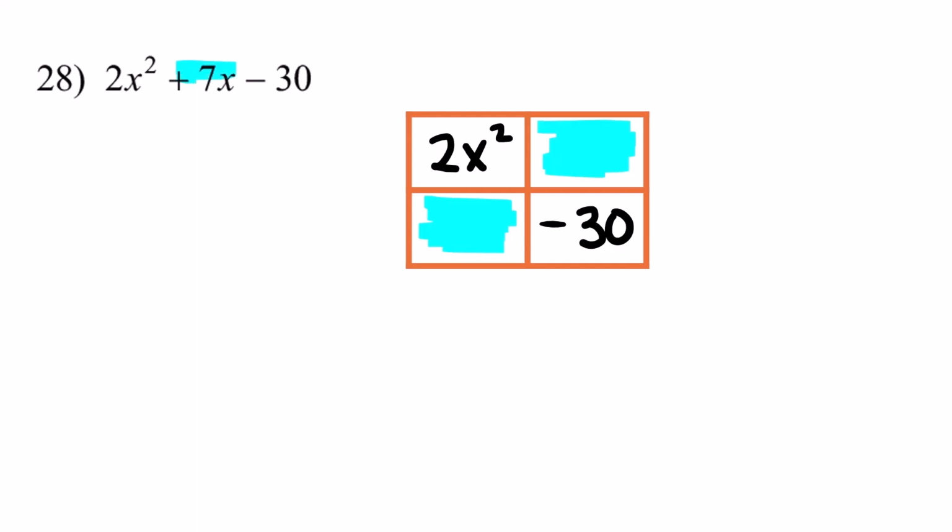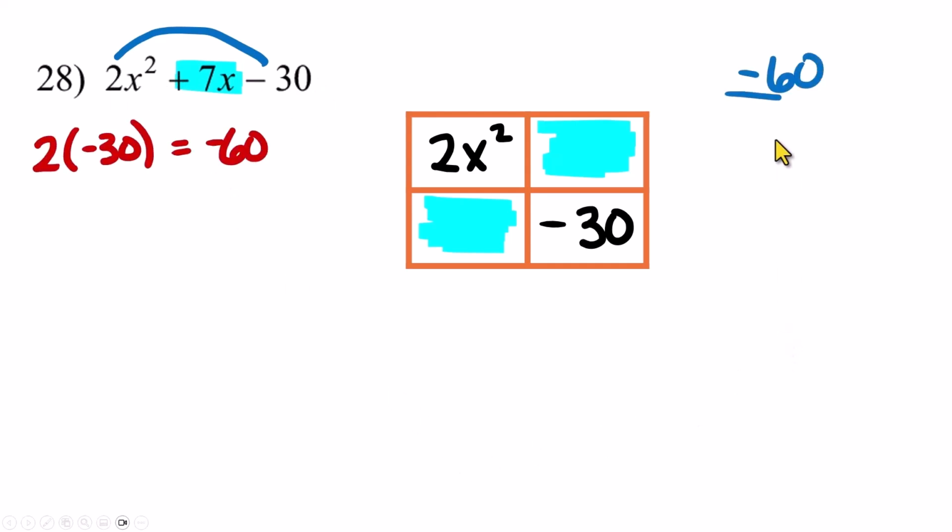To get started with that, take the coefficient in front of the first x squared term times the constant. 2 times negative 30 is negative 60. I'm using that negative 60 to come up with numbers that when I multiply them together are equal to negative 60, but when I combine them will be a positive 7. Since this is negative, I know one of the numbers is negative and one is positive, so I'm just going to start listing numbers, and I always start with 1 because people will forget that.